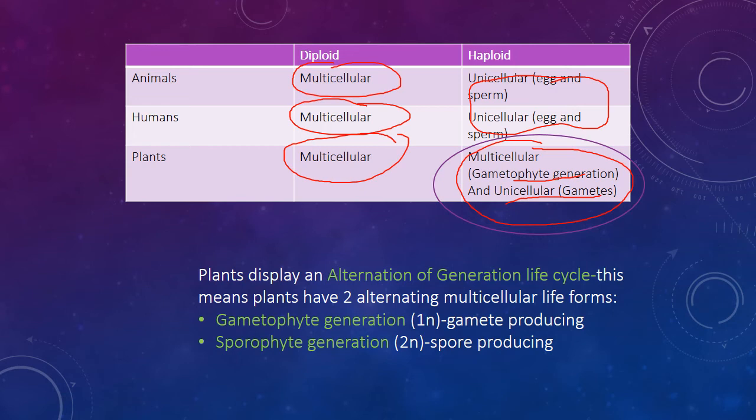This multicellular diploid stage is the sporophyte. I can't type that at all, so there you go. That's my sporophyte. So don't get confused. Gametophyte produces gametes. Sporophyte produces spores. That'll keep you on track.